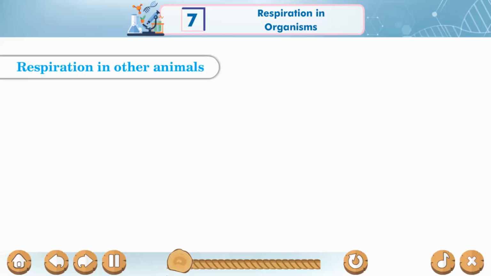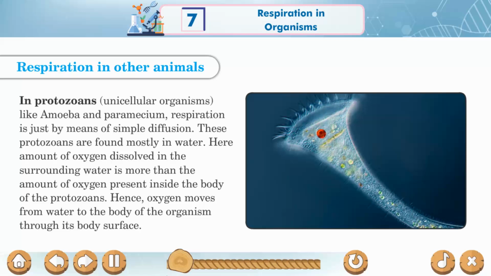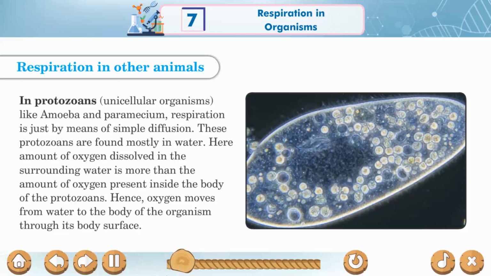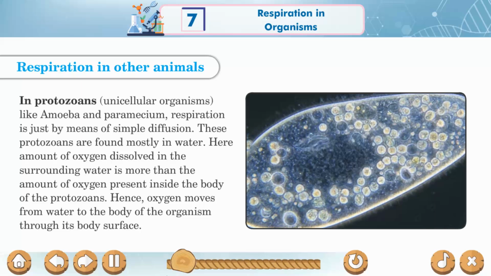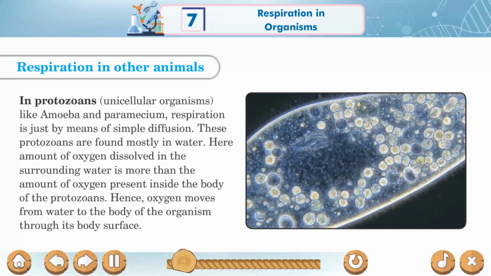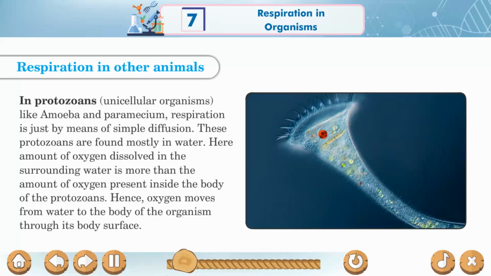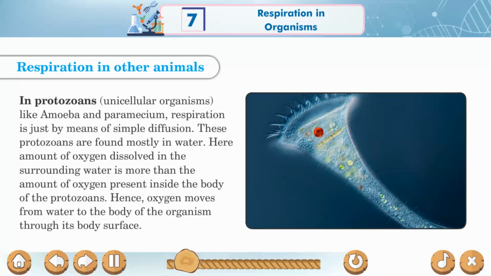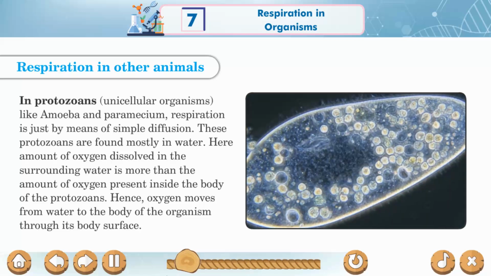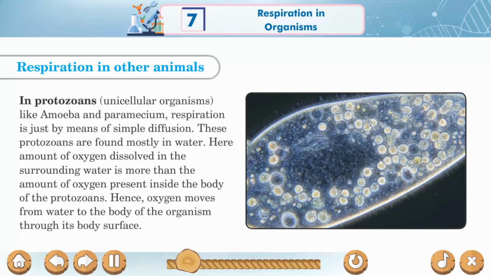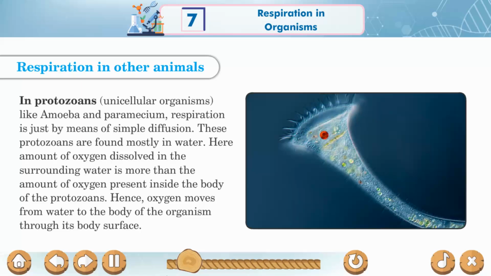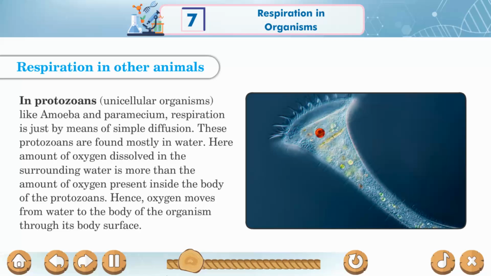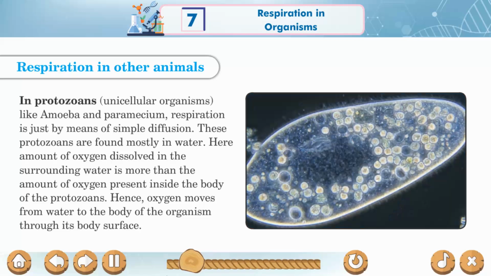Respiration in other animals. In protozoans, that is unicellular organisms like amoeba and paramecium, respiration is just by means of simple diffusion. These protozoans are found mostly in water. Here, amount of oxygen dissolved in the surrounding water is more than the amount of oxygen present inside the body of the protozoans. Hence, oxygen moves from water to the body of the organism through its body surface.